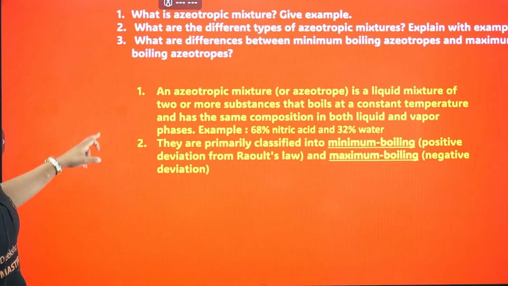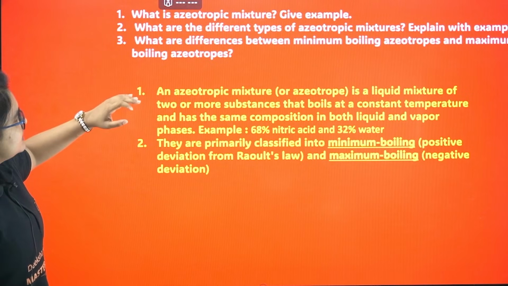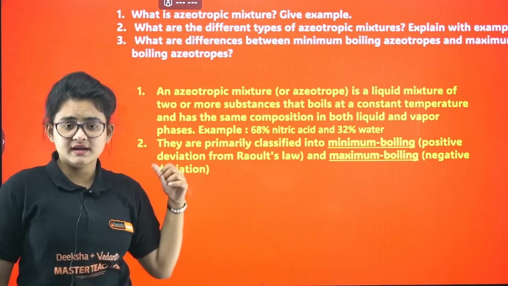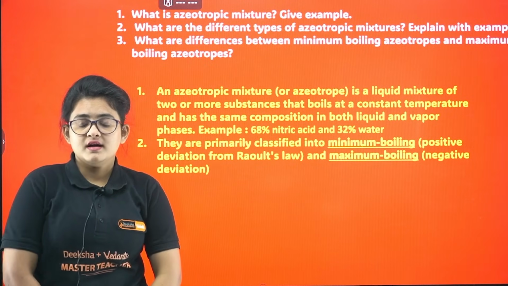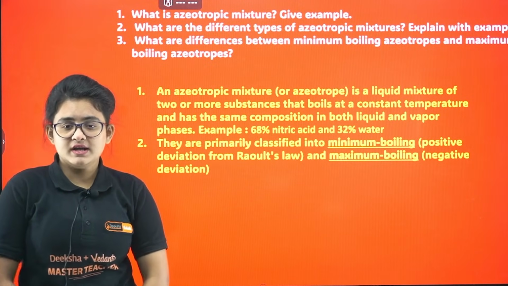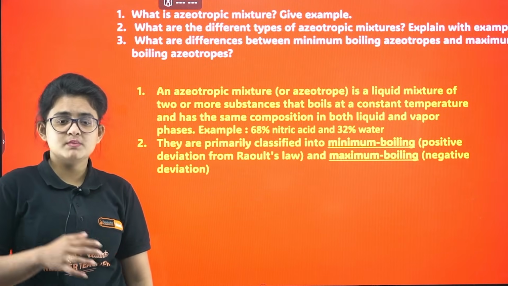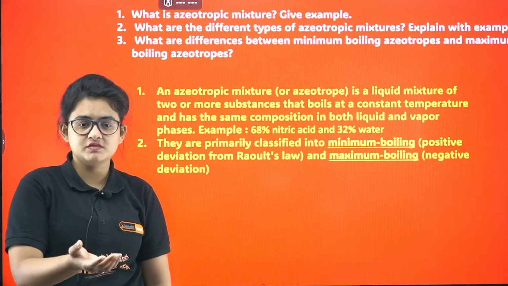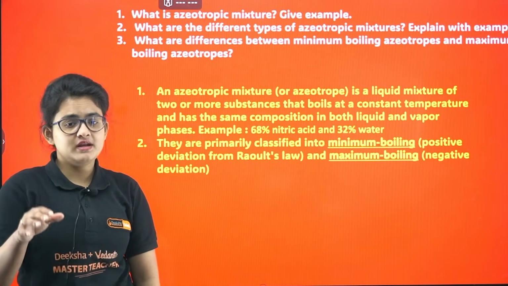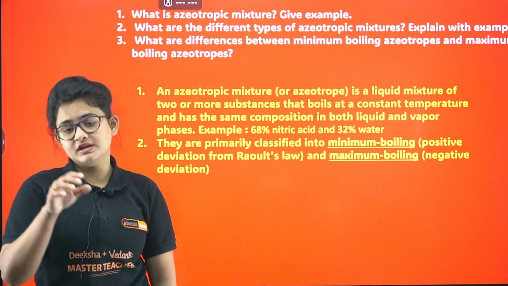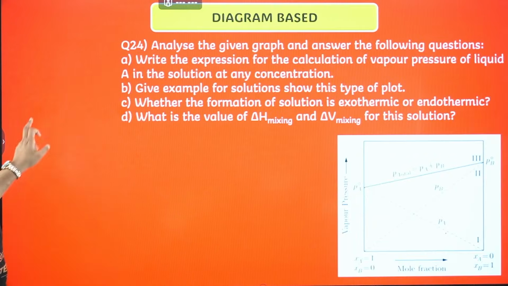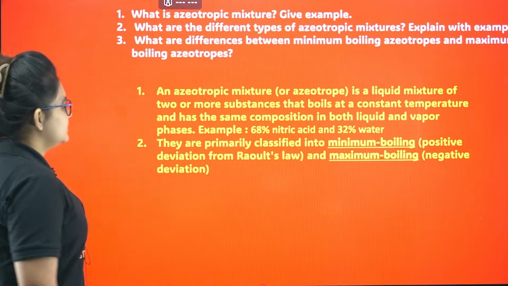Now what is the difference between minimum boiling azeotrope and maximum boiling azeotrope? The difference you can take is that one shows negative deviation in Raoult's law, and the other shows positive deviation in Raoult's law. And at which temperature they boil, we can give the example. Already we have discussed this. Okay, next. Let's proceed further.